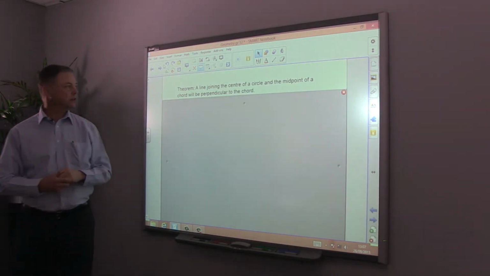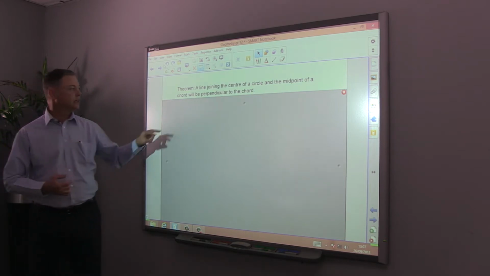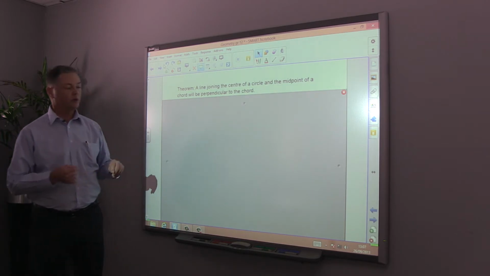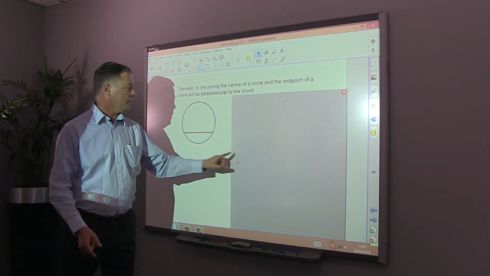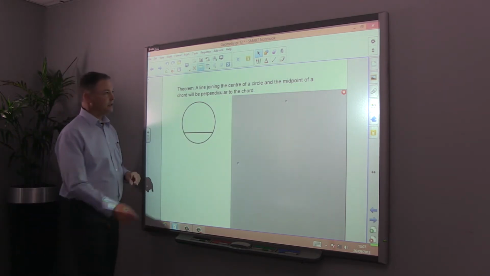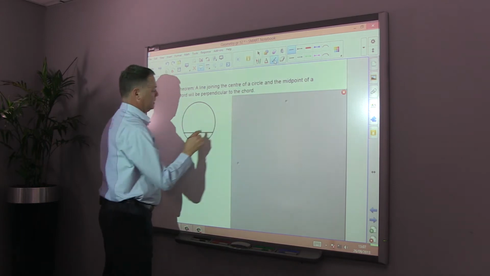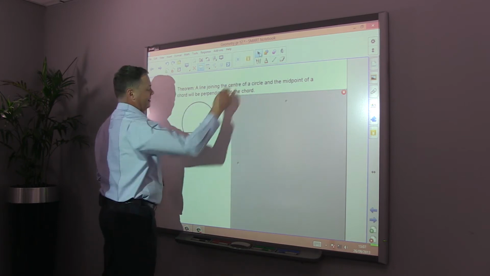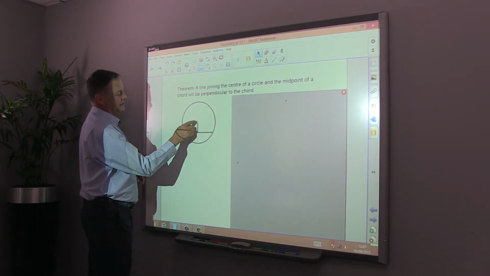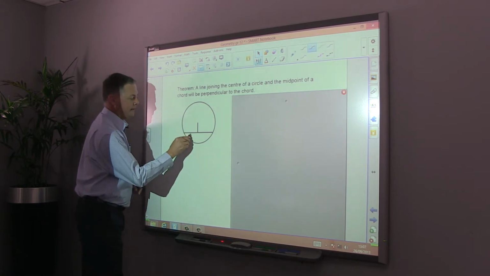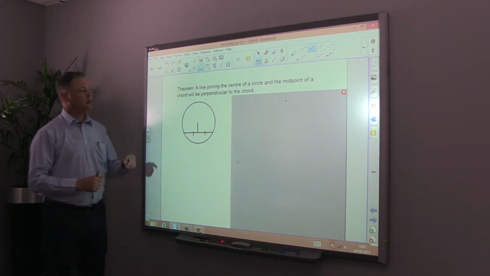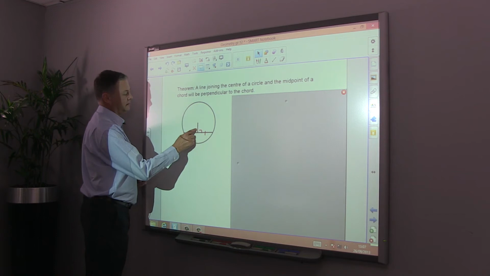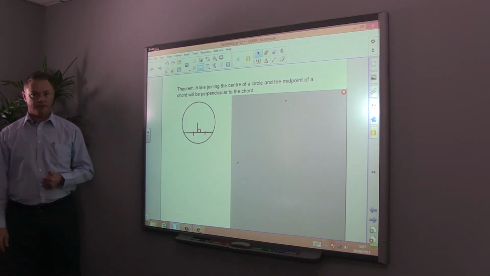Right, now the first theorem that you come across in circle geometry says that a line that joins the center of a circle to the midpoint of a chord will be perpendicular to that chord. So what you've got is a circle and a chord. Now if you take a line from the center of the circle to the midpoint of the chord, like that, so there's the center, that's the midpoint of the chord. In other words, that piece there is equal to that piece there. It will be perpendicular to the chord. In other words, it will form a right angle, like that. So that's the first theorem.